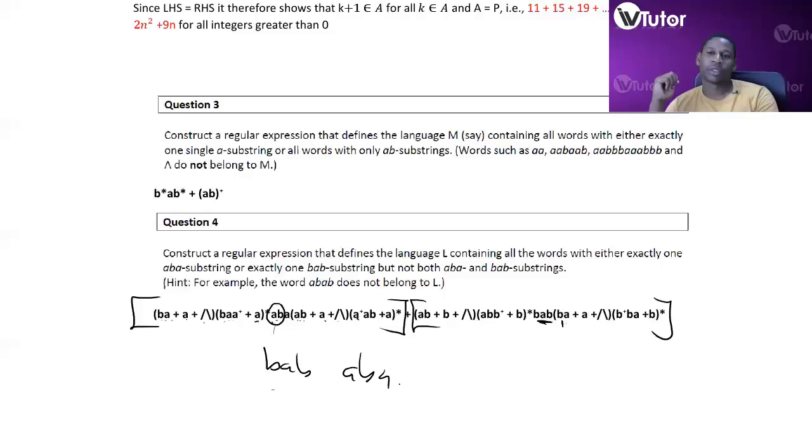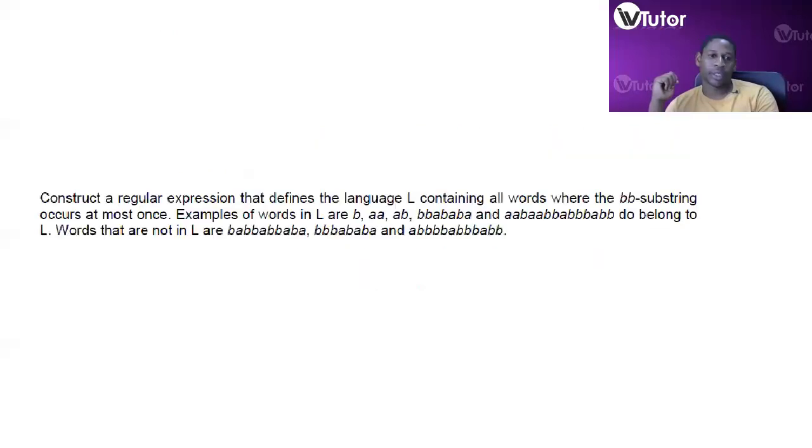Let's look at another one. Construct a regular expression that defines the language L containing all words where the BB substring occurs at most once. At most once means the maximum number of times you can have a BB is 1. So you can have it 0 times or 1 time.